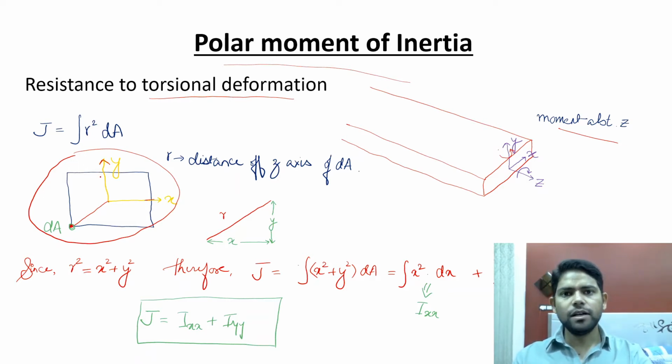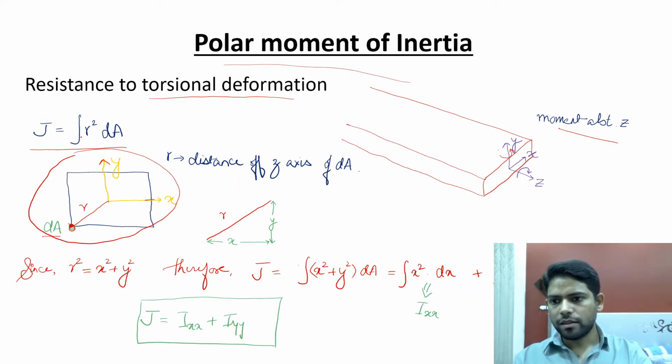Now, in order to calculate the polar moment of inertia, we will take an elemental area which we will call dA. This is your elemental area, and r, this distance shown by this red line, is your r. r is basically the distance of this elemental area dA from the z-axis. So your polar moment of inertia will be given by r square, which is the distance of the elemental area dA from the z-axis.